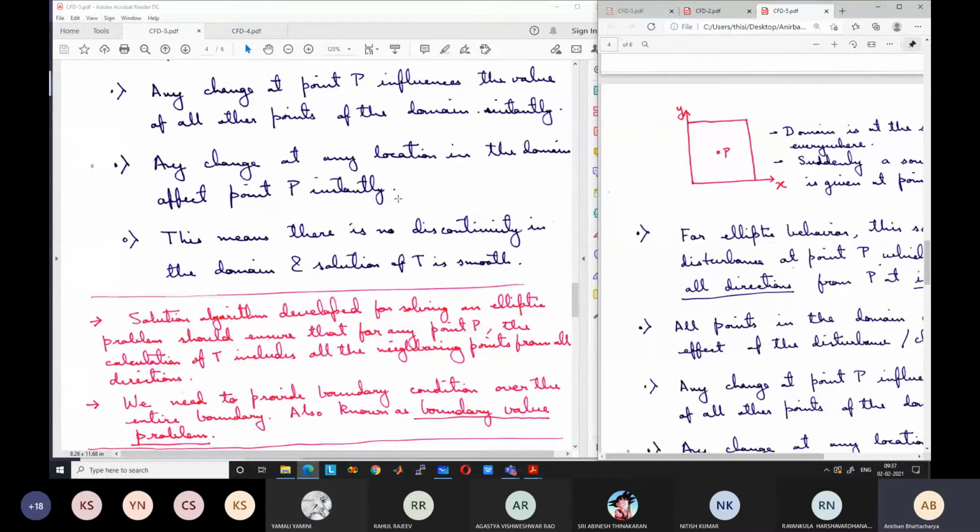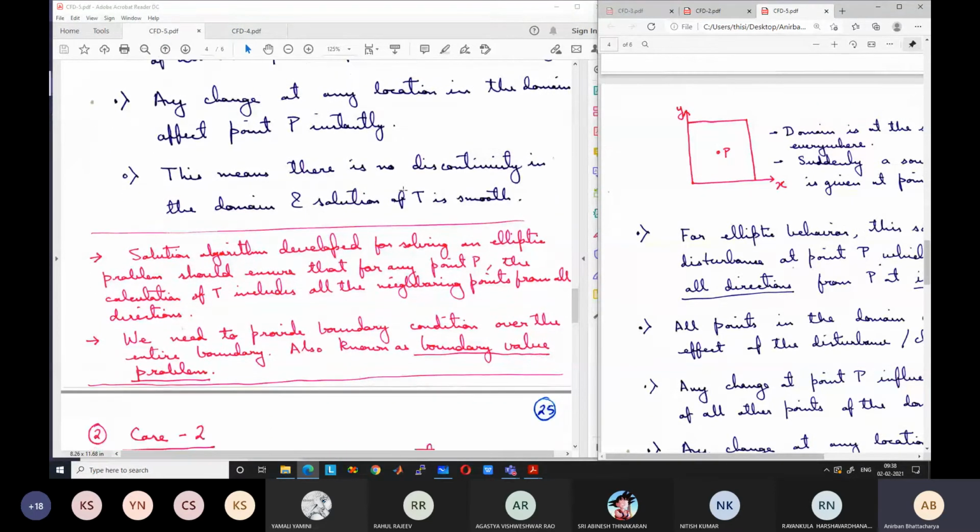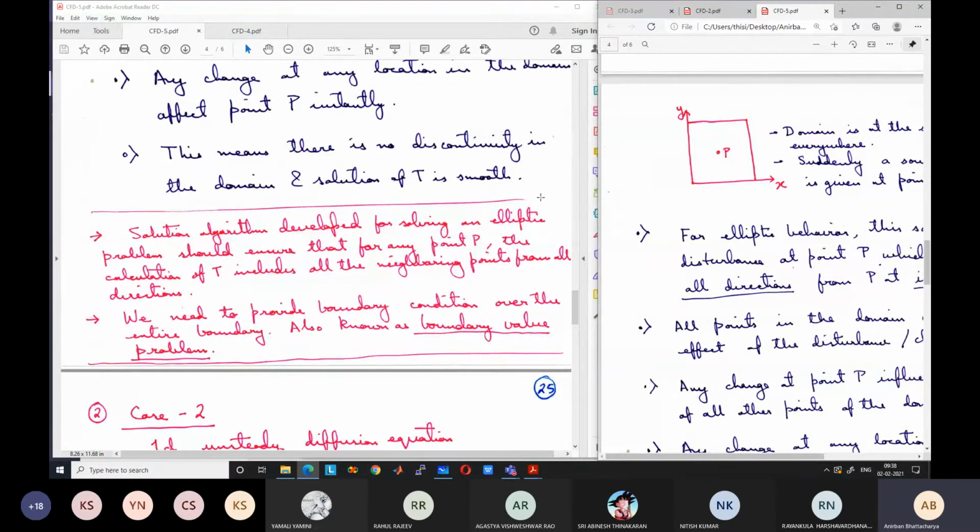What it means is that there is no discontinuity in the domain and the solution of T is smooth. There is a continuous variation of T in the entire domain. There is no jump, no discontinuity, because any change will be felt instantly at any other point. So there is continuity in the solution.